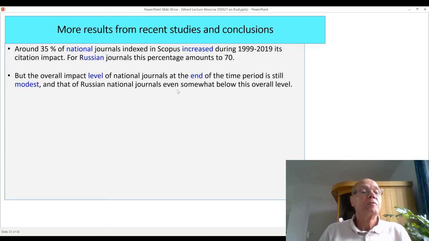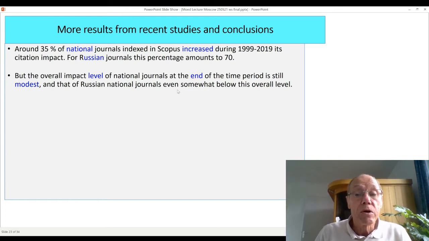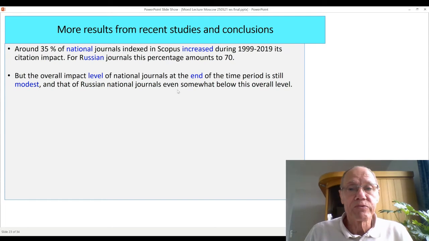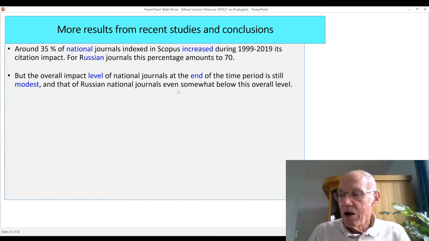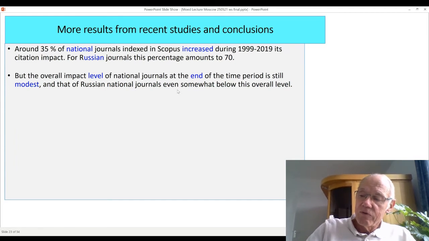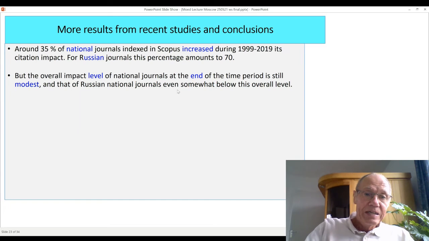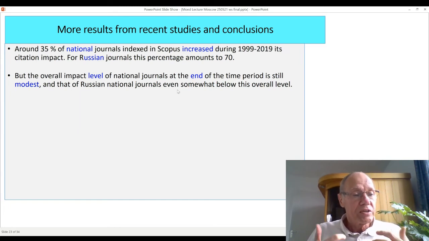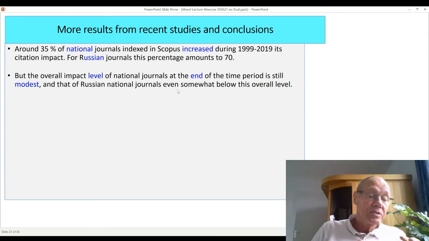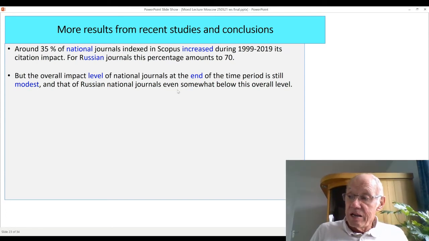Next, we found that the overall impact level of national journals at the end of the time period is still modest, and that of Russian national journals even somewhat below this overall level. So the trend in the citation impact of national journals is something of a question of whether a bottle with 50% of content is half full or half empty. The results are positive because they indeed show that national journals do increase their impact when they are processed for Scopus. On the other hand, it shows that the process of gaining impact is slow and there is still a long way to go.